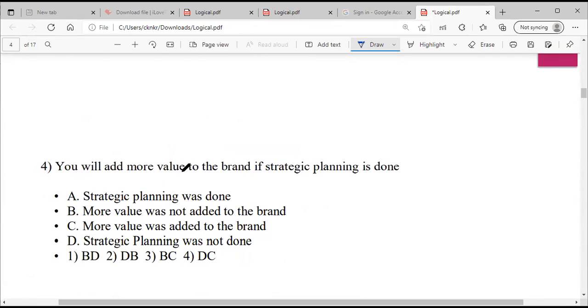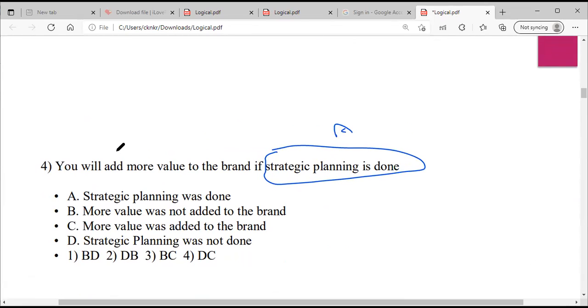You will add more values to the brand if strategic planning is done. This is A. Add more values to the brand. This is B. Case number one. A happened. Strategic planning is done. Where is the statement? A. More values were added. Where is the statement? C. Then AC should be the answer. Do you have AC anywhere? No. That is the first logic. A happens, B happens, didn't work.